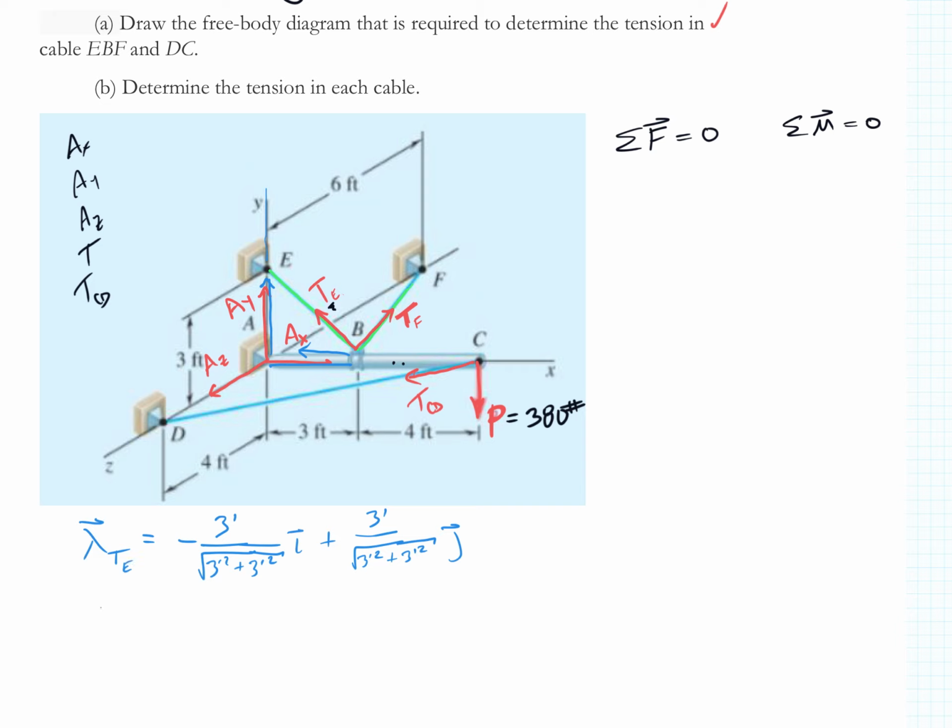Okay, TE. Then we've got lambda TF equals. That one looks like it's in the XZ plane. In the x direction, it's going negative 3 feet, so negative 3 feet in the x direction, i. And then it goes in the negative z direction going this way, right? Minus 6 feet in the z direction, so that's a k.